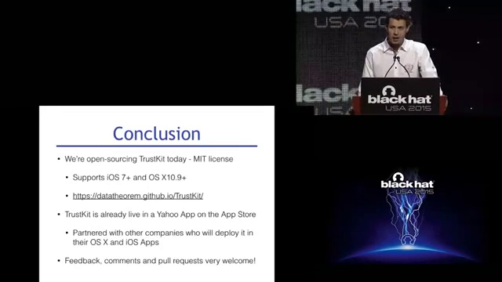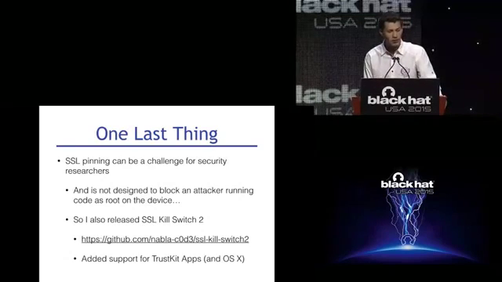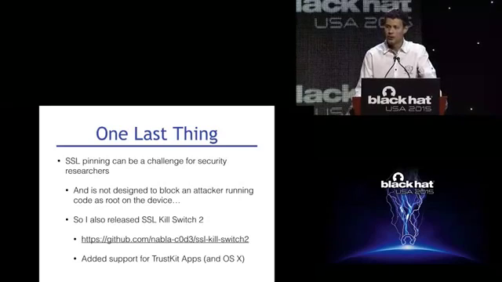That's fine. And since I have 15 seconds, there's one last thing. If you need to do security research on an app that's using TrustKit, I also released a tool to disable TrustKit on a jailbroken device. It's called SSL Kill Switch 2. So don't spend days trying to bypass it. I've already done it. Again, it's on a jailbroken device, so it's not the threat model of SSL pinning. So that might be useful as well.